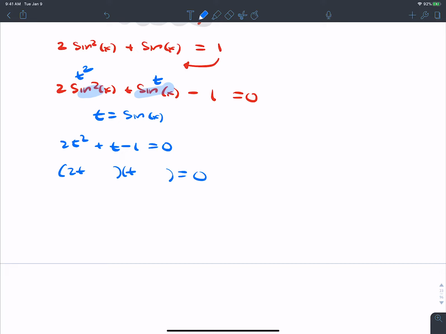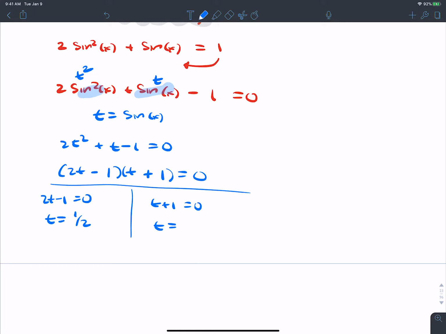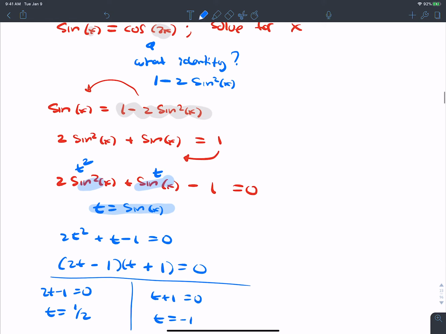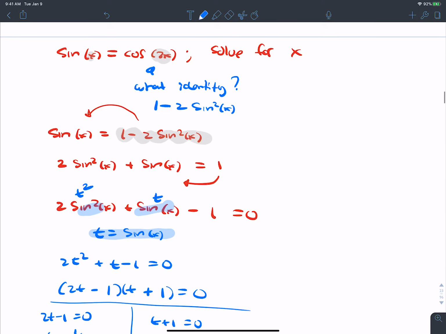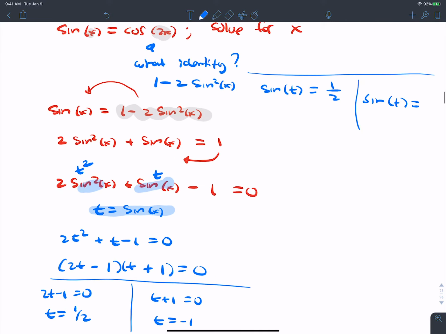How do you get that? By factoring here, right? You got a 1, you got a 1. This is plus, and this is what? Minus. Is that right? So we're going to have 2t minus 1 is 0, or t is 1/2. t plus 1 is 0, or t is negative 1. Now t is going to be what again? Sine. So this means sine is 1/2. And what's the other solution? Sine is what? Is negative 1.